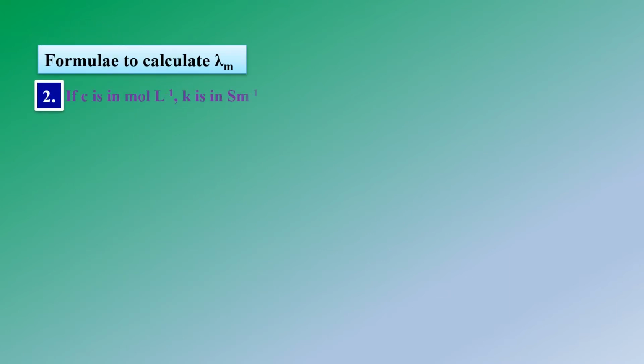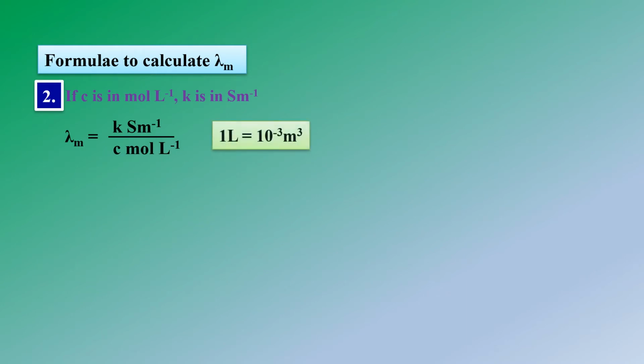Second case, to calculate the lambda m if C is in moles per liter and K is in Siemens per meter, we know that lambda m is equal to K by C. K unit is Siemens per meter and C unit is moles per liter. We know that 1 liter is equal to 10 to the power minus 3 meter cube. Substitute this value. Lambda m is equal to K into Siemens per meter divided by C moles per liter. So liter is substituted by 10 to the power minus 3 meter cube.